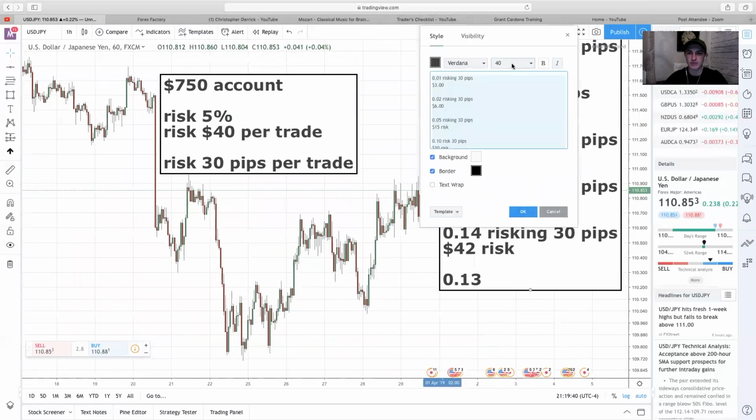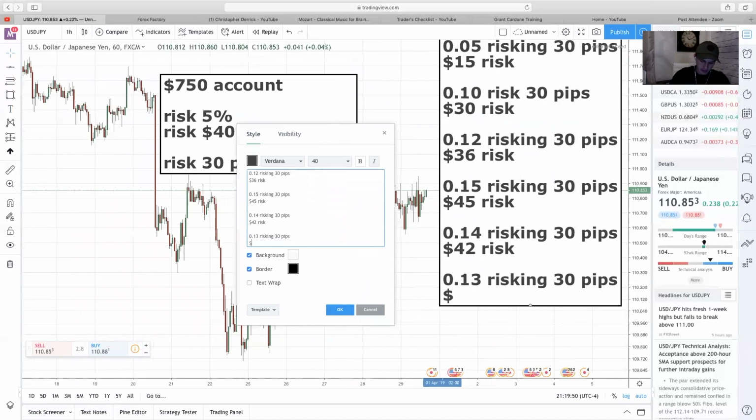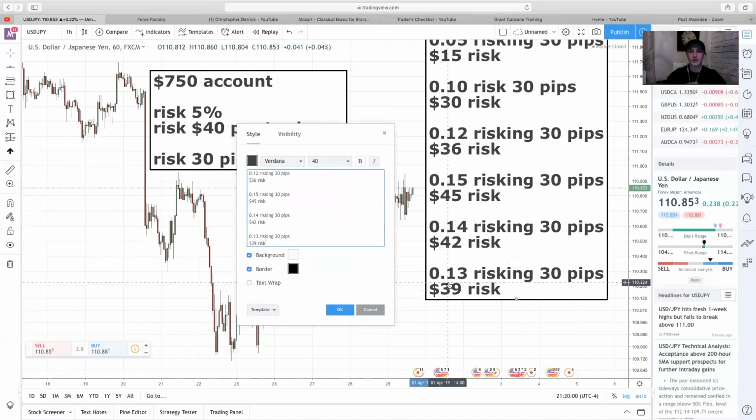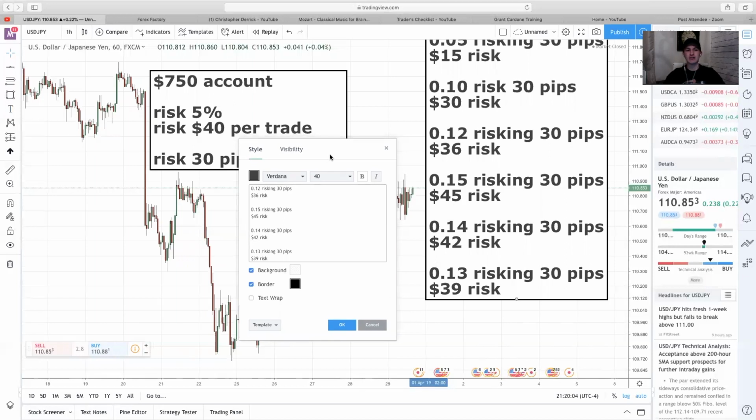But let's make sure that's the lot size we're going to be using. We're risking that 30 pips that we already figured out, and what is that going to be? Let's do $1.30 per pip. That equals $39, right on the money. There we go.